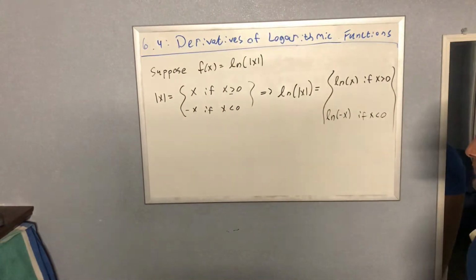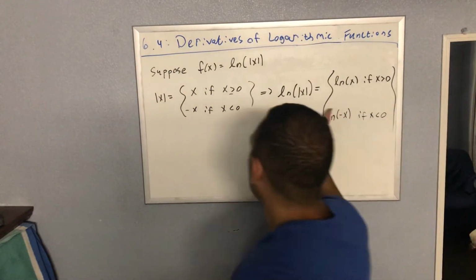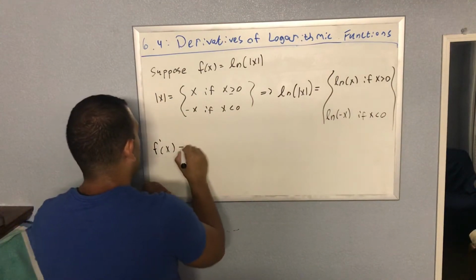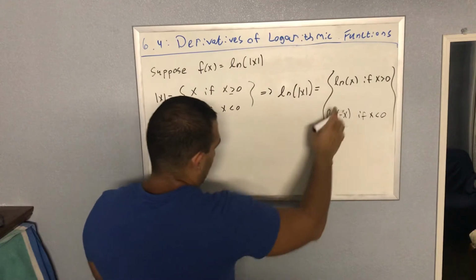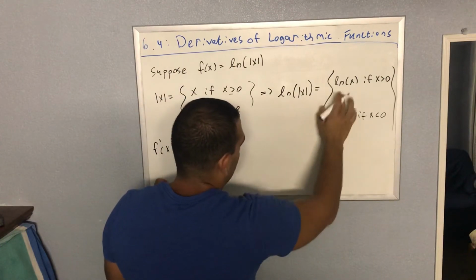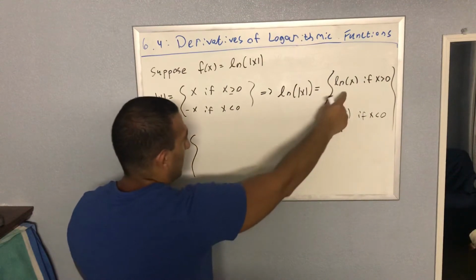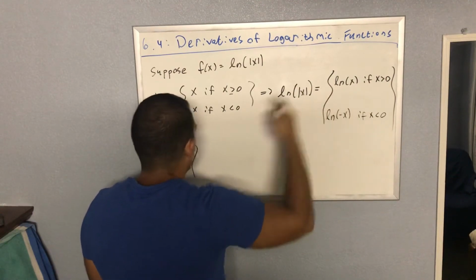Okay, and now we're going to want to find the derivative of this function. So this means that f prime of x is just going to be, again, you just take the derivative of each of these pieces on their corresponding set of values. We already talked about what the derivative of ln of x is. It's just 1 over x.